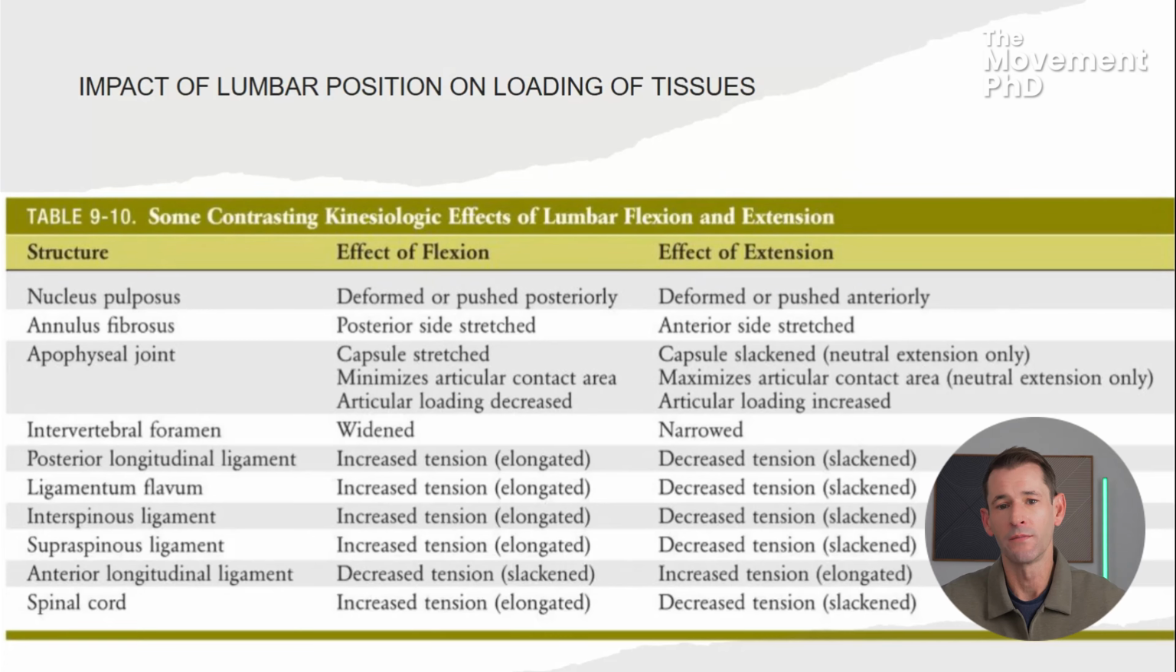intervertebral foramen. The posterior structures are under slack, but the anterior structure, the ALL, is going to be under some tension. That's a pretty thick and tough ligament, so we usually don't see much in the way of anterior longitudinal ligament injuries. And the spinal cord is going to be under decreased tension.